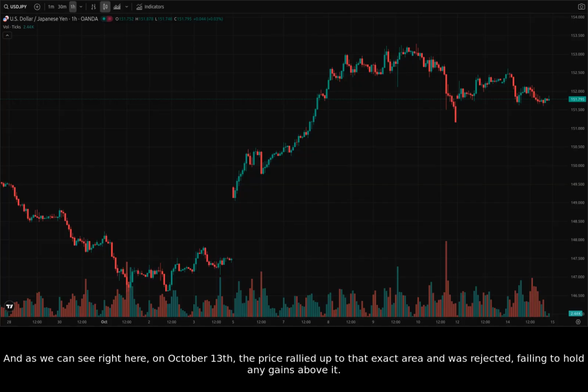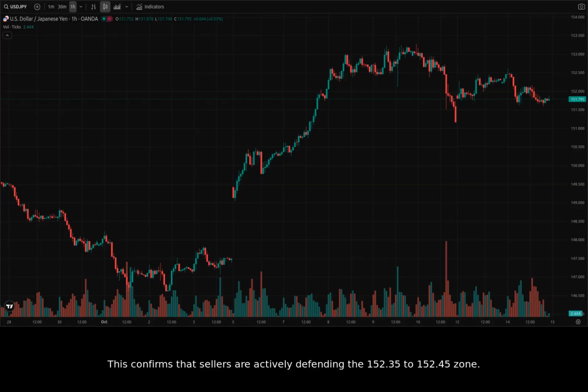And as we can see right here on October 13th, the price rallied up to that exact area and was rejected, failing to hold any gains above it. This confirms that sellers are actively defending the 152.35 to 152.45 zone. On the downside, the intraday low from yesterday around 151.70 is now acting as immediate support. We are currently caught in a range between roughly 151.70 and 152.45. A break of this short-term range will likely signal the next directional move.